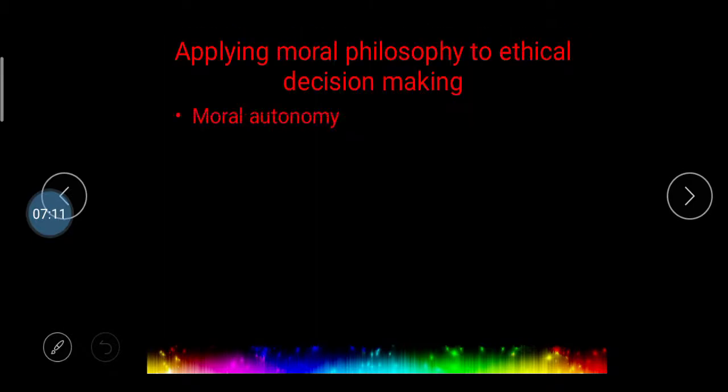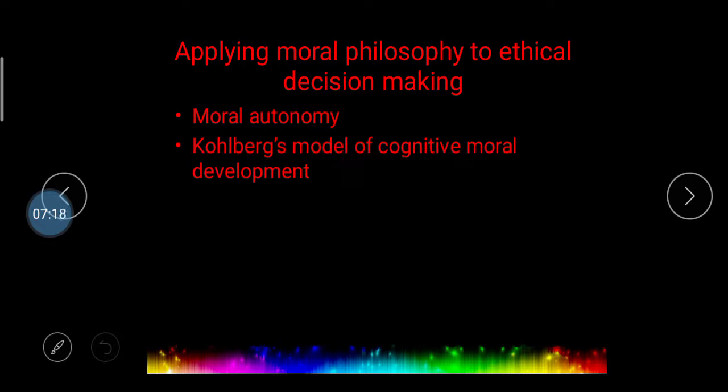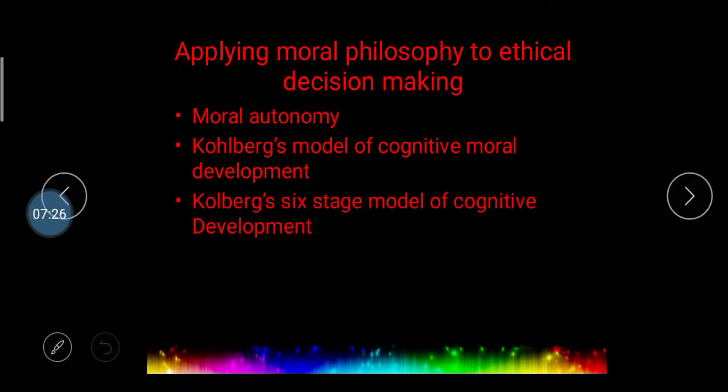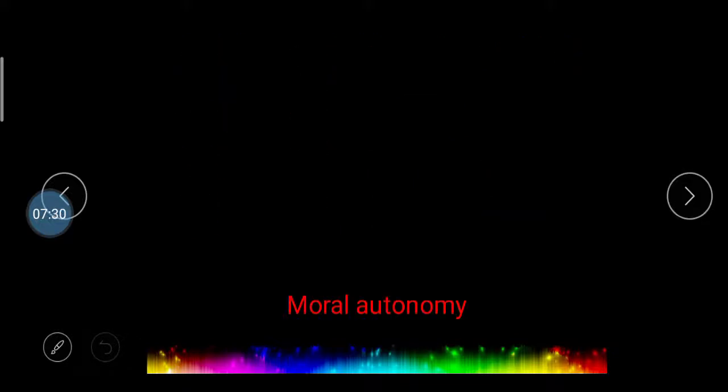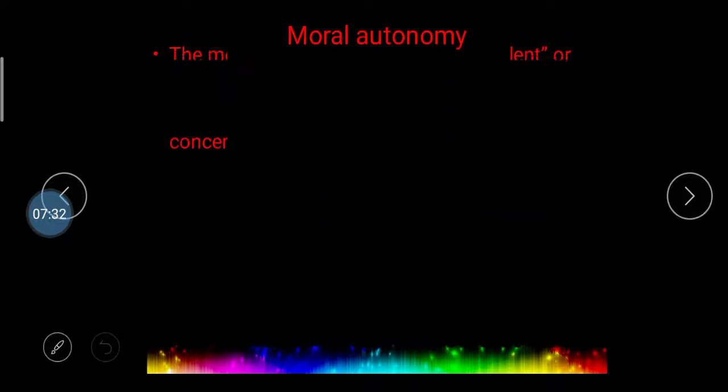Then, applying moral philosophy to ethical decisions. There are mainly three topics considered in this. The first one is moral autonomy, then Kohlberg's model of cognitive moral development, and the last one is Kohlberg's six-stage model of cognitive development. So let's see first moral autonomy.